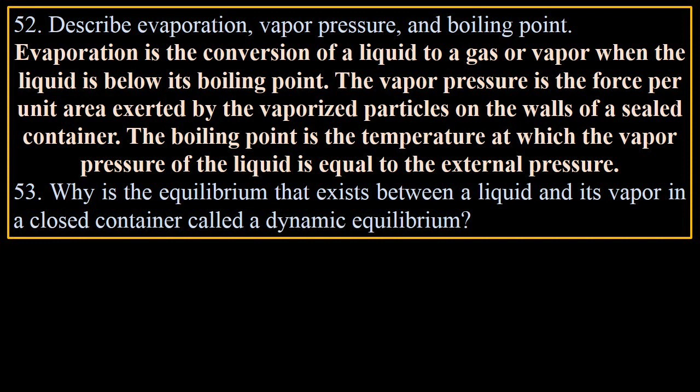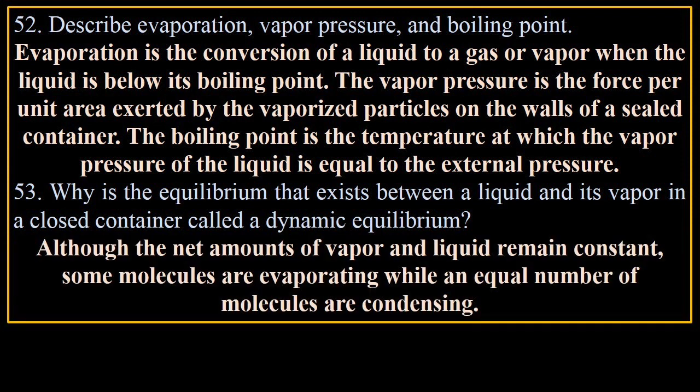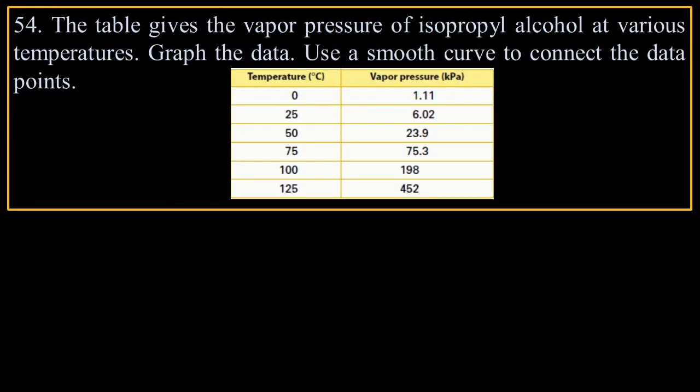Why is the equilibrium that exists between a liquid and its vapor in a closed container called a dynamic equilibrium? Although the net amounts of vapor and liquid remain constant, some molecules are evaporating while an equal number of molecules are condensing. This is the data for number 54. The table gives vapor pressure of isopropyl alcohol at various temperatures. It says to graph the data, use a smooth curve to connect the data points. It's very difficult on Excel to use a smooth curve with this data.